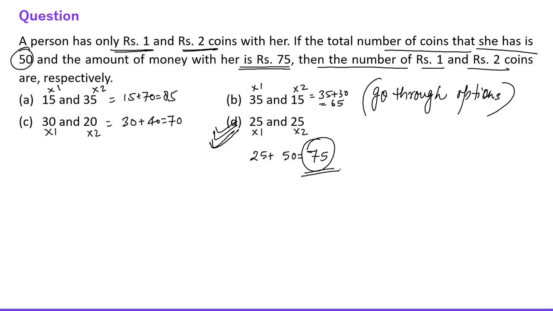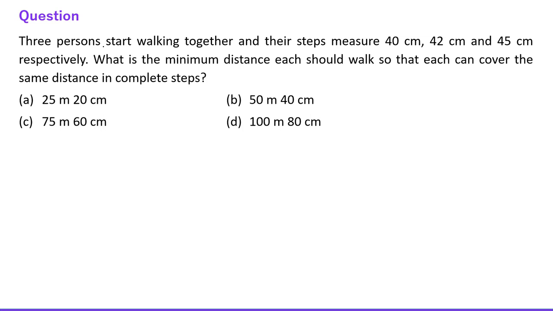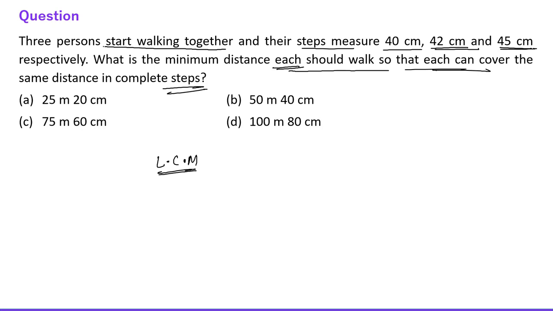Next question says, three persons start walking together and their steps measure 40 centimeter, 42 centimeter and 45 centimeter respectively. What is the minimum distance each should walk so that each can cover the same distance in complete steps? See everyone, this question is based on LCM, right? We need to take the LCM of 40, 42 and 45 centimeter.